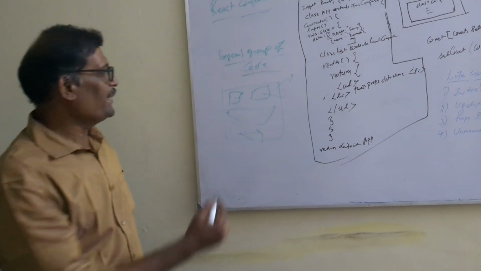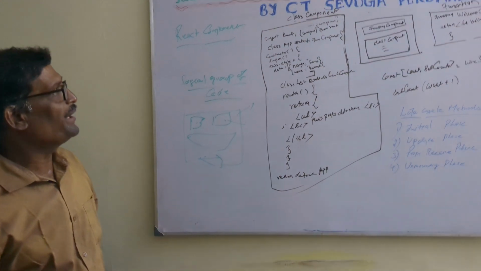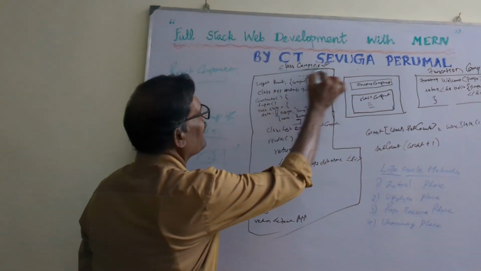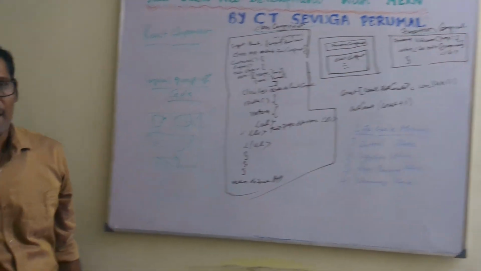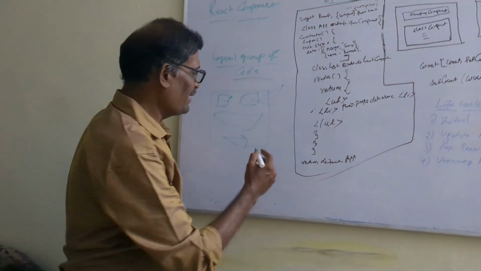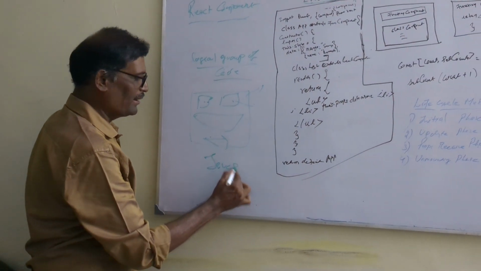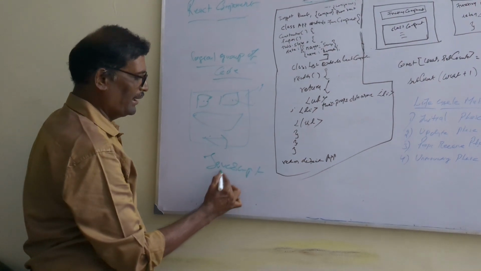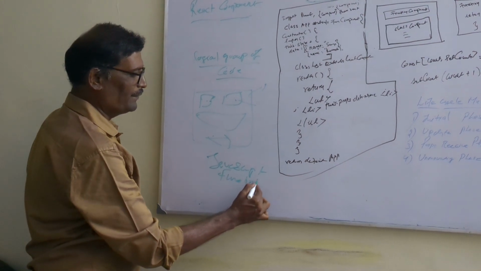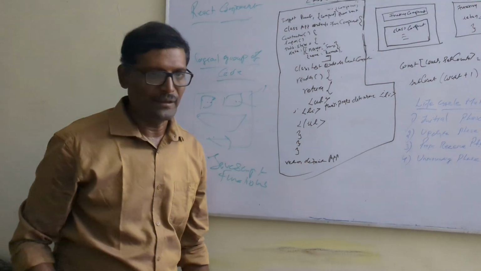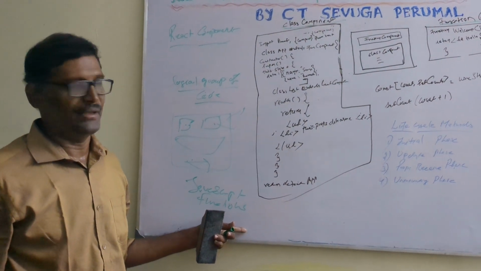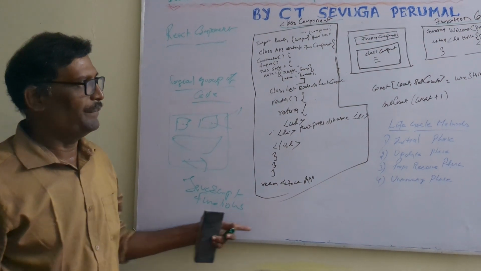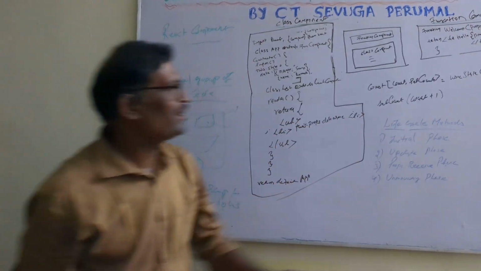React implements components in two ways. One is called a class component, and the other is a function component. A function component is just a JavaScript function. It may or may not receive props from its parent component, but it returns an HTML element or React element. This is the function component.